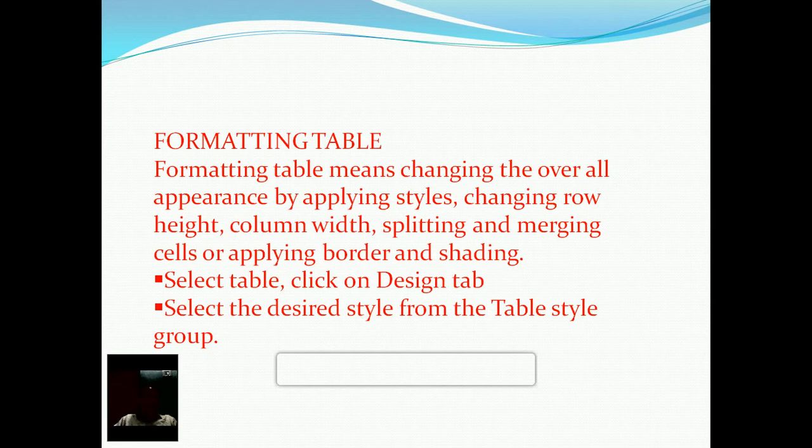The first topic we have discussed here is applying style. To apply a style to a table, we just click on the design tab. First of all, select the table and click on the design tab, and when the design tab is selected, on the ribbon it will display many pre-designed table styles. So to apply a pre-designed style to your table, just click on the particular table style from the table styles group.